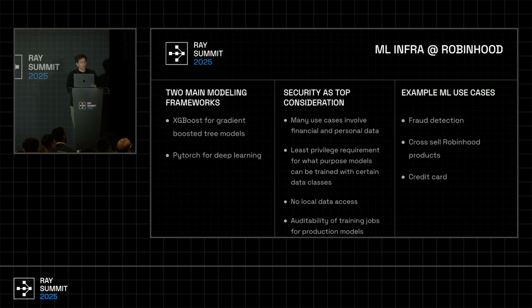And to give some examples of the types of ML use cases we have at Robinhood, a big portion of our use cases are fraud. Then we also have things related to cross-selling Robinhood's expanding product suite and various applications related to our credit card offering.